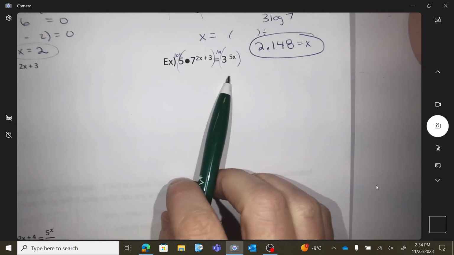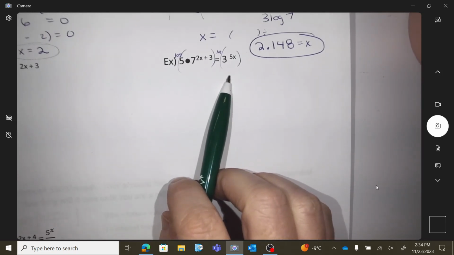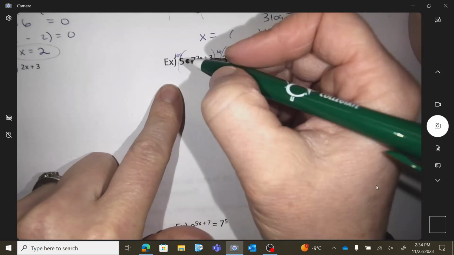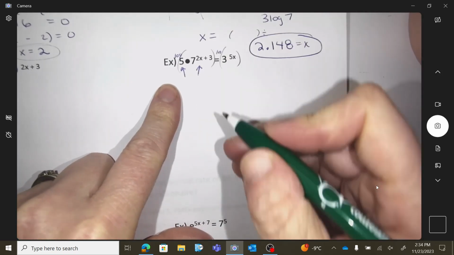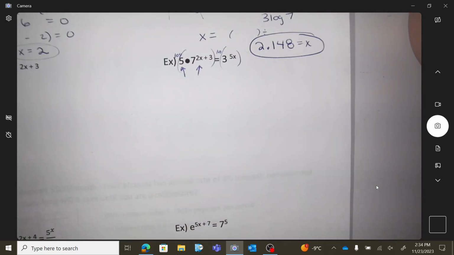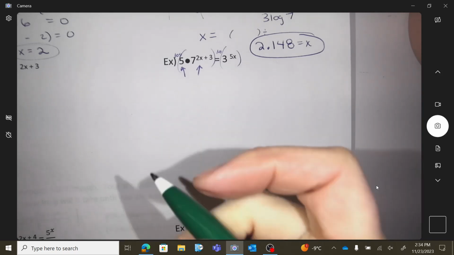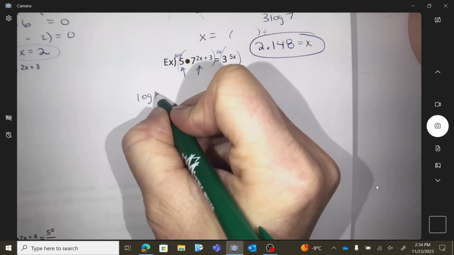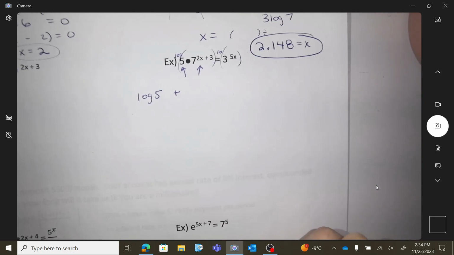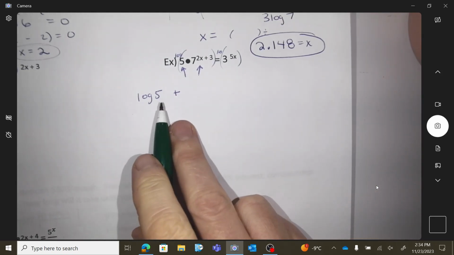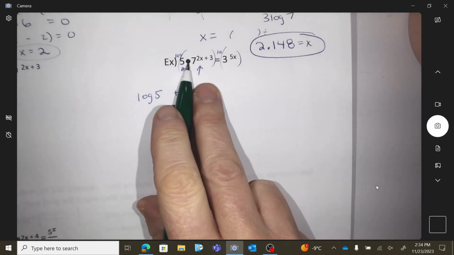Okay, so I'm logging both sides. All right, you ready? There's actually 2 items in there connected with multiplication. So I'm going to have to split them with an add. So log 5, and instead of times, I'm splitting them.